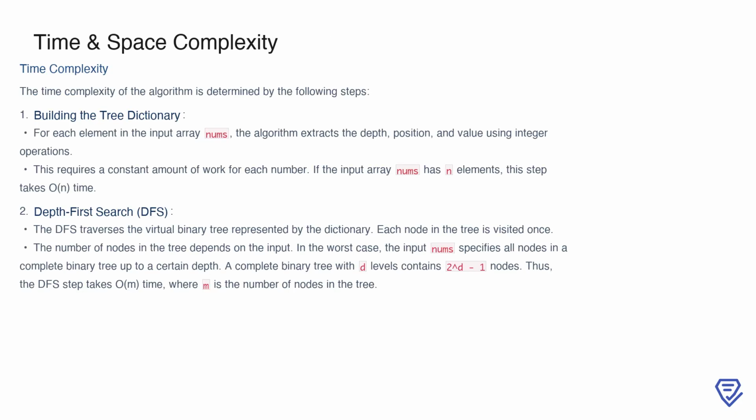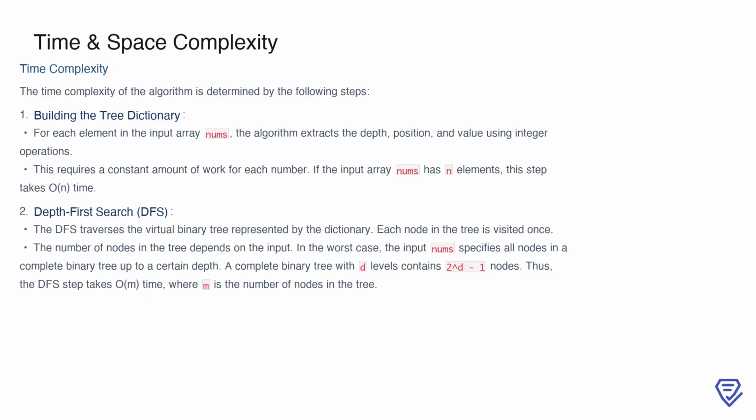To analyze the time complexity of the algorithm, we start with the process of building the tree dictionary. For each number in the input array nums, the algorithm extracts the depth, position, and value of the node using simple integer operations. Since this extraction involves a constant amount of work per number, and there are n elements in nums, this step operates in O(n) time.